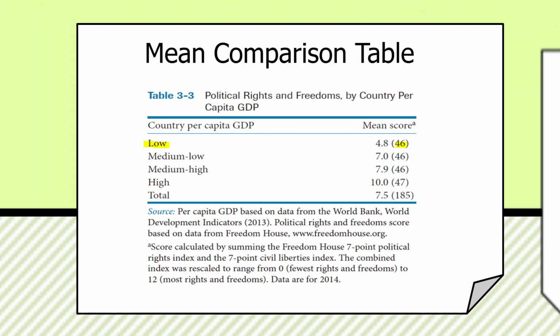If you calculate the average on the scale that goes from 0 to 12, these countries average 4.8 on the scale. There are 46 medium-low GDP countries. They average 7.0. Medium highs, 7.9, so we're moving up. And the high GDP countries average 10. So you test the hypothesis in mean comparison analysis by reading down the column, comparing across values of the independent variable. The total row here tells you for all 185 countries being analyzed what the overall mean is, and that is 7.5 on this scale.